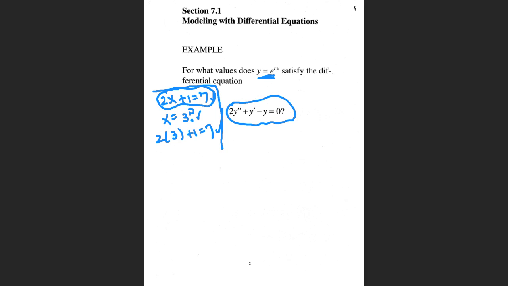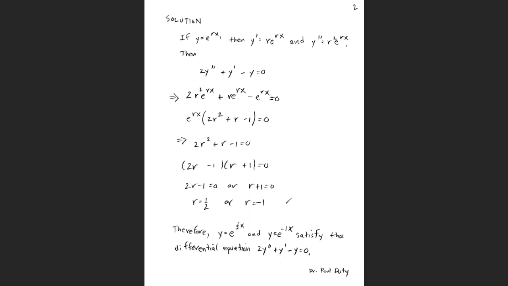Similarly, since we're told that this y equals e to the rx, that exponential function, satisfies this differential equation, we're going to substitute it in. And then we'll be able to figure out what r is. So this exercise is designed to get you used to seeing a differential equation and playing around with it a little bit. So let's go to the solution.